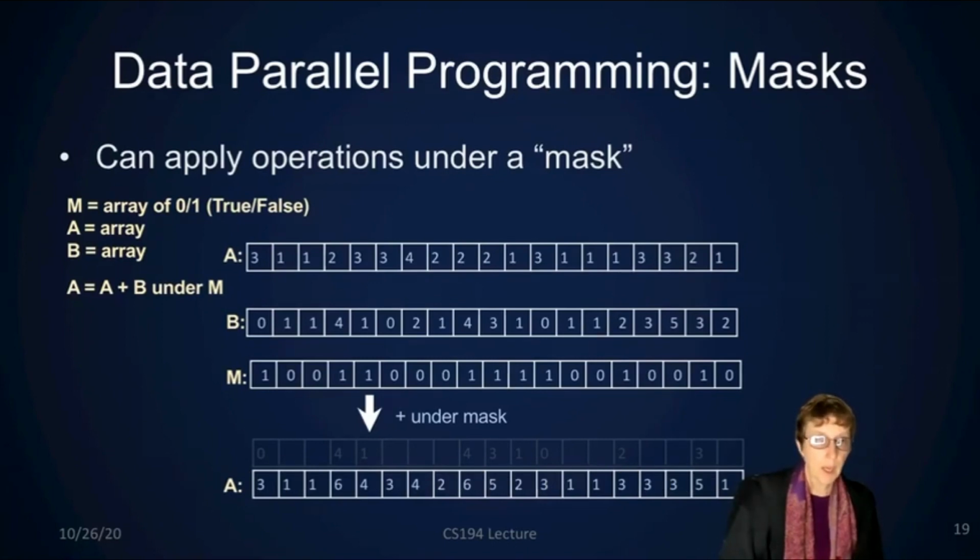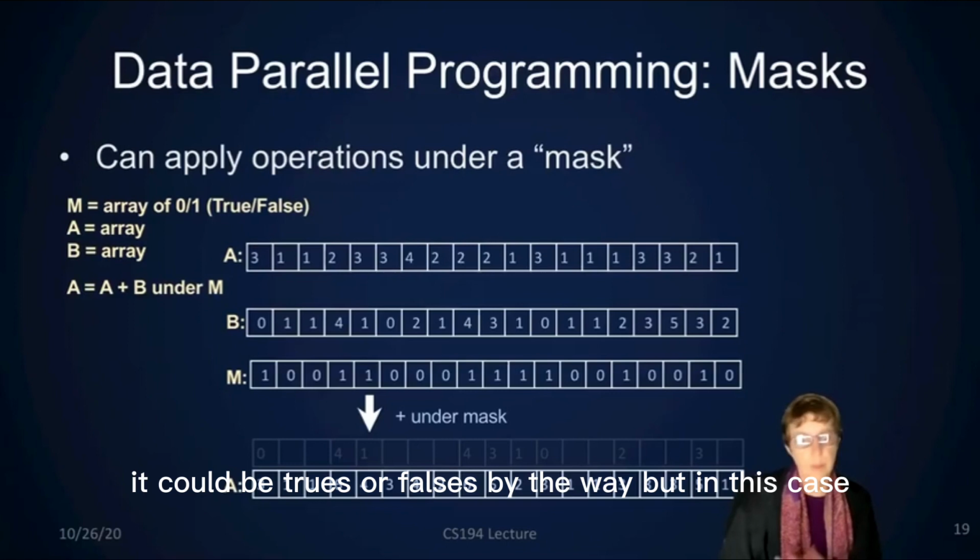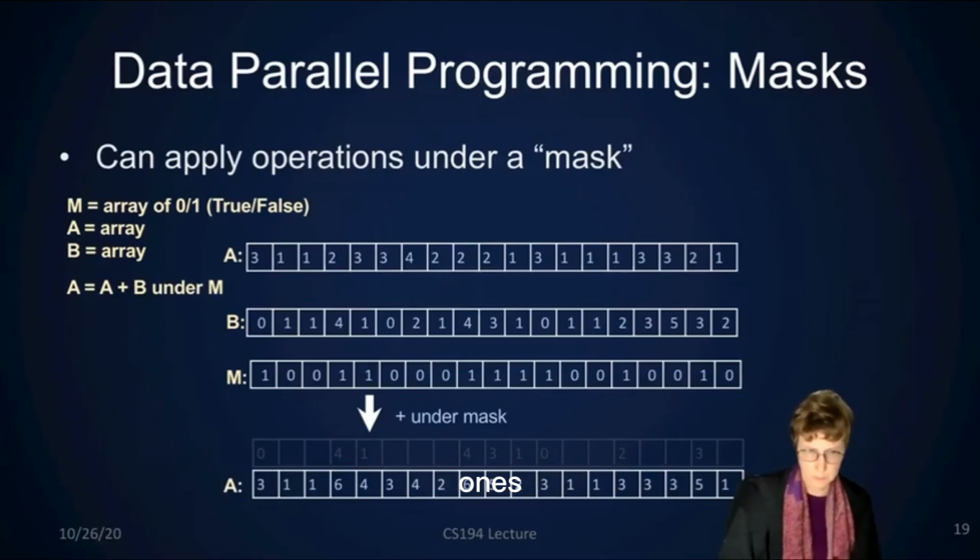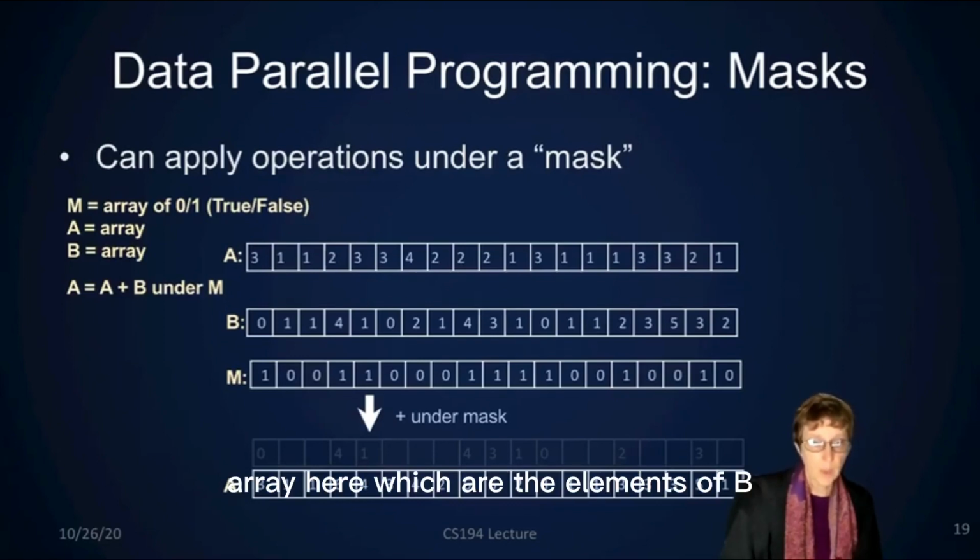So for example, if we've got an array of masks M, which is this third array here. So it's just a bunch of ones and zeros. It could be trues or falses, by the way, but in this case, ones and zeros. And we're going to apply the statement A equals A plus B under the mask M. So under the mask M, we mask out the elements of B. So you can see this light array here, which are the elements of B. So 0 and then 4 and 1 are unmasked. And then 4, 3, 1, 0, and so on, and just add those elements onto the elements of A to get the result.